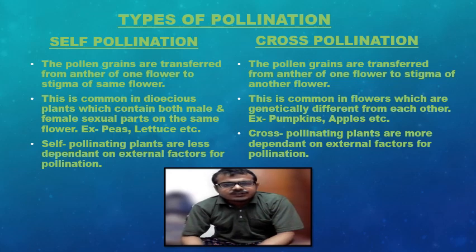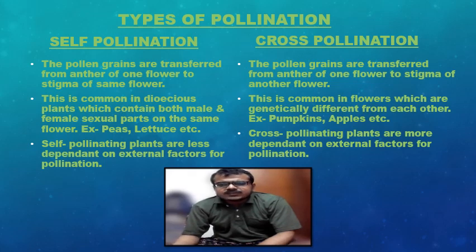Number three, self-pollinating plants are less dependent on external factors for pollination, and cross-pollinating plants are more dependent on external factors for pollination. Since in self-pollinating plants pollination occurs within the same flower, they do not have to depend much on external factors like insects, birds, wind, water, etc. for pollination, which the cross-pollinating plants have to depend on.